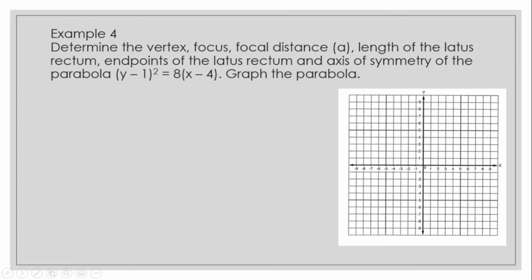Okay, so isolve natin itong example number 4. And so determine the vertex, the focus, the focal distance A, the length of the latus rectum, the endpoints of the latus rectum, and axis of symmetry of the parabola, y minus 1 squared is equal to 8 times x minus 4. And after that, graph the parabola. Okay, so ganito yung ating solution. Solution natin. Okay, so kopyahin natin yung ating equation. It's equal to 8 times x minus 4.